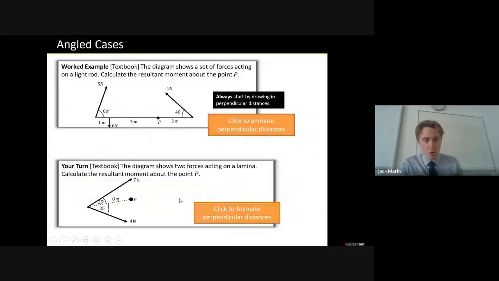So why don't you pause the video and have a go at your turn, see if you can apply the same kind of idea. The first thing to do, and I will help you out with this, is I'll draw the perpendicular distances on. Look at the 7 Newton force, look at the 4 Newton force, and think about what they're going to do. Is it clockwise, anti-clockwise, and so on. Pause the video and have a go.